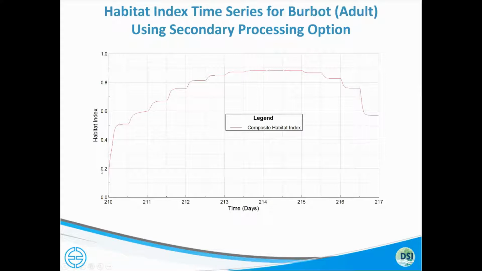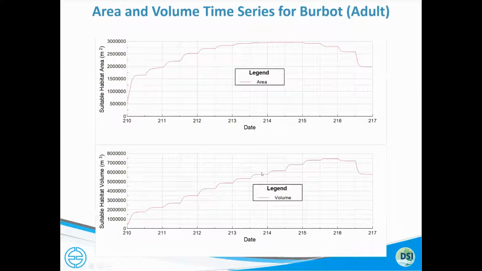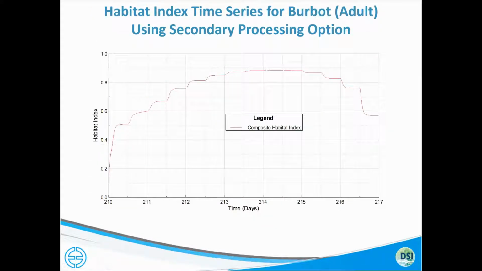And here, using that more simple approach, let's go back to the suitable habitat volume and suitable area. You can see here that much higher flows are still quite suitable for this particular set of criteria, which is different. The 800 cubic meters per second occurs somewhere around day 213 to 214, so it's in this period of time here. So, just some of the differences between the curves and approaches.